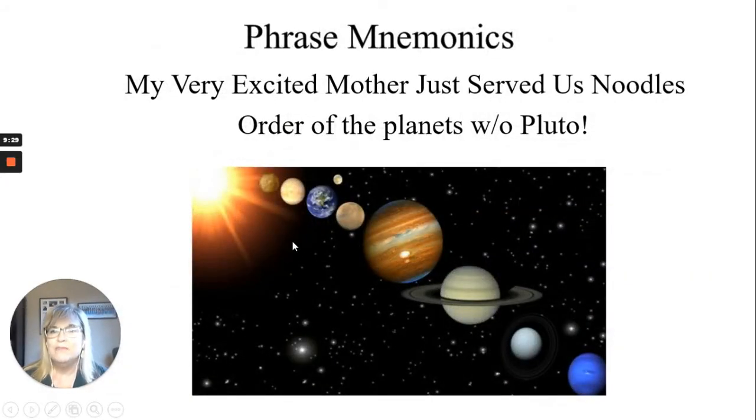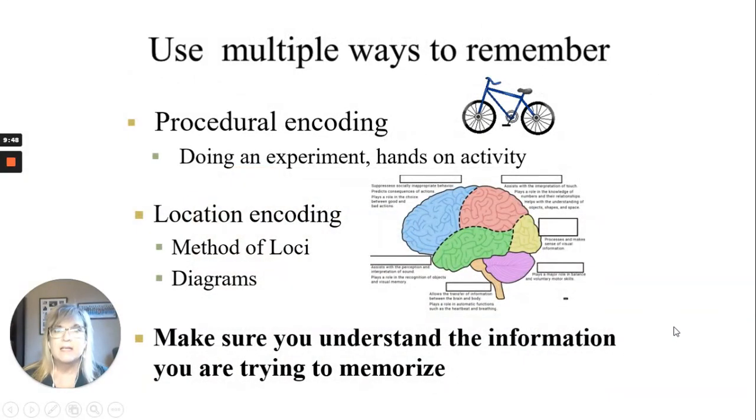So these are phrase mnemonics. My very excited mother just served us noodles. It's the order of the planets without Pluto. So Mercury, Venus, Earth, Mars, Jupiter, Saturn, Uranus, and Neptune. So much easier to remember this sentence and then remember the names of the planets. But if you want to remember them in order, that gets trickier.